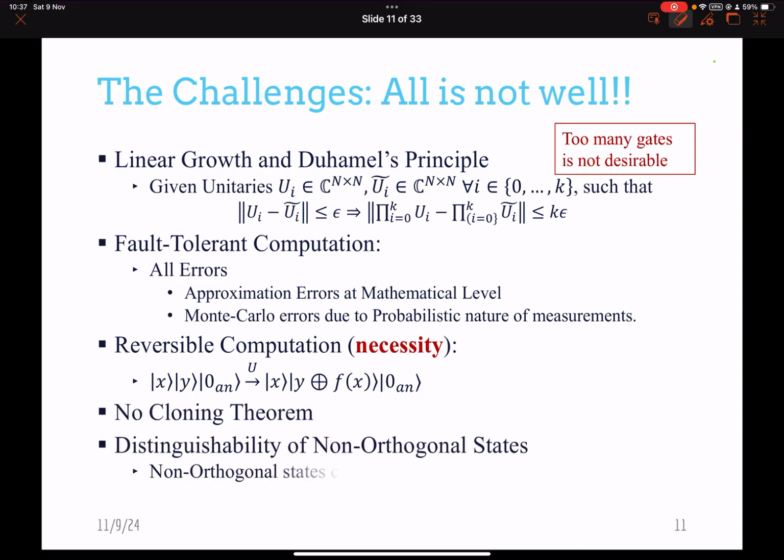Okay, no cloning theorem. Suppose in classical computers you must have done copying, like you copy a file from one place to another, you copy a file from your laptop to your pen drive and then to someone else's computer and so forth. So that copying is allowed in case of a classical computer, but the same thing is not allowed in case of a quantum computer. Quantum computer does not allow copying or cloning.